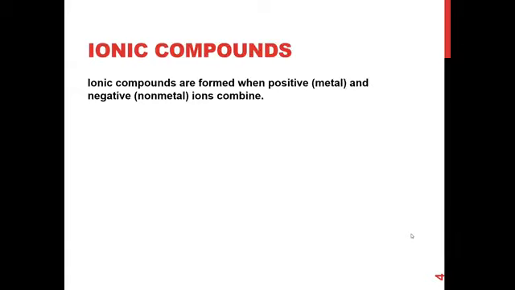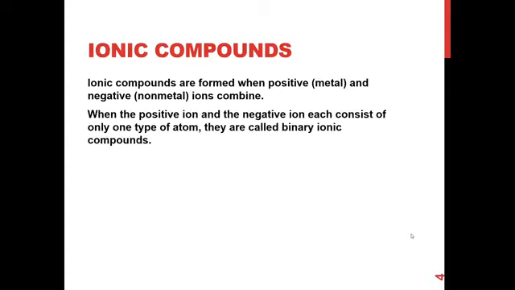Now, let's talk a little bit about ionic compounds. Ionic compounds are formed when positive metal and negative nonmetal ions combine. When the positive ion and the negative ion each consist of only one type of atom, in other words, they are monoatomic, they are called binary ionic compounds. Those compounds are the focus of the remainder of this video.